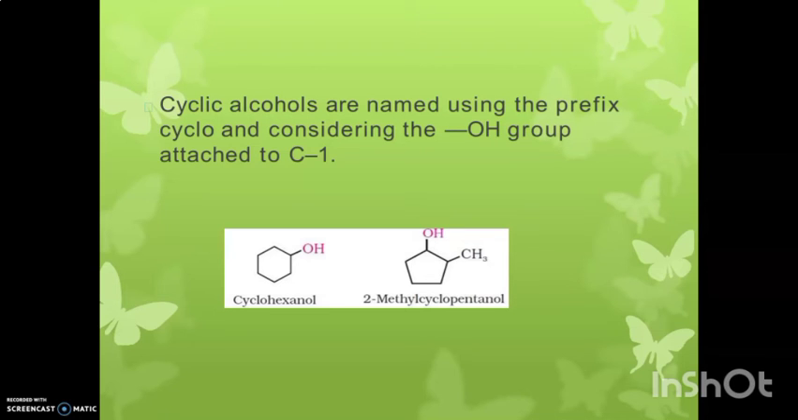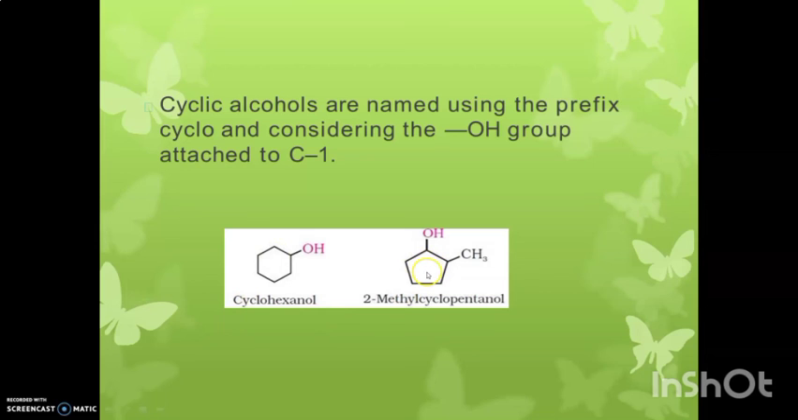Then what about cyclic alcohols? Cyclic alcohols are given the prefix cyclo, considering the hydroxyl group attached to C1. So the prefix is cyclo and the suffix will be ol. For example, if you check this ring, how many carbons are there? Count from here 1, 2, 3, 4, 5, 6. So it is hexane. So it is hexanol, because we have to remove the E of hexane and add ol. We add cyclo as a prefix, so that is cyclohexanol.